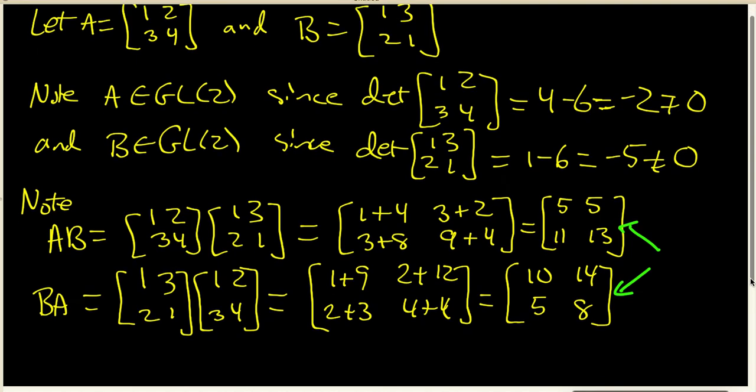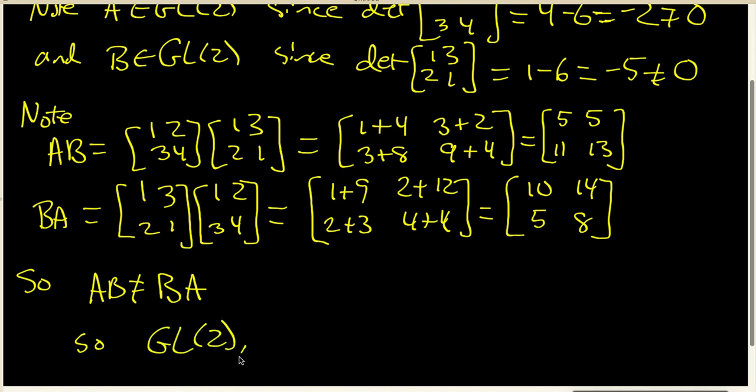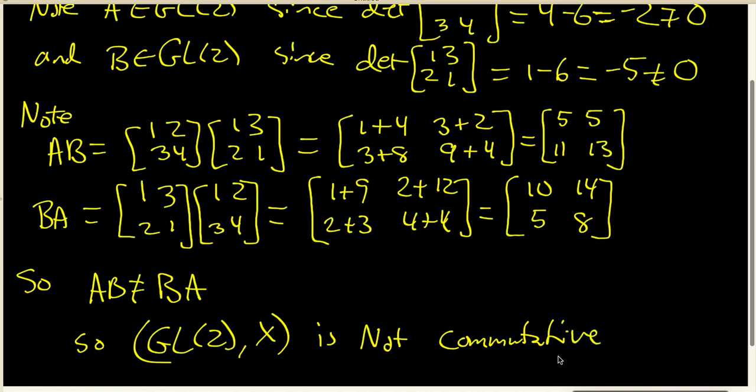So the result is that AB and BA are not the same thing. Our group GL2 under its multiplication is not commutative. And so we have an example of a non-commutative group. This particular example is a very important example. By the end of the course, we will have lots of non-commutative groups.